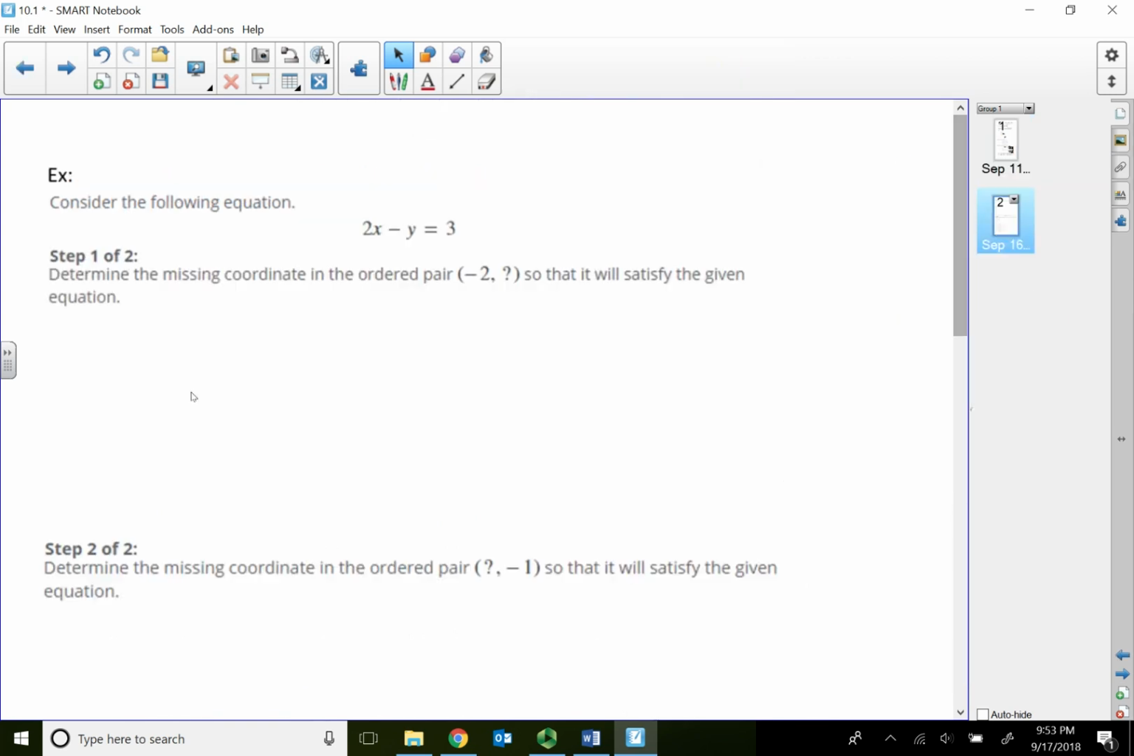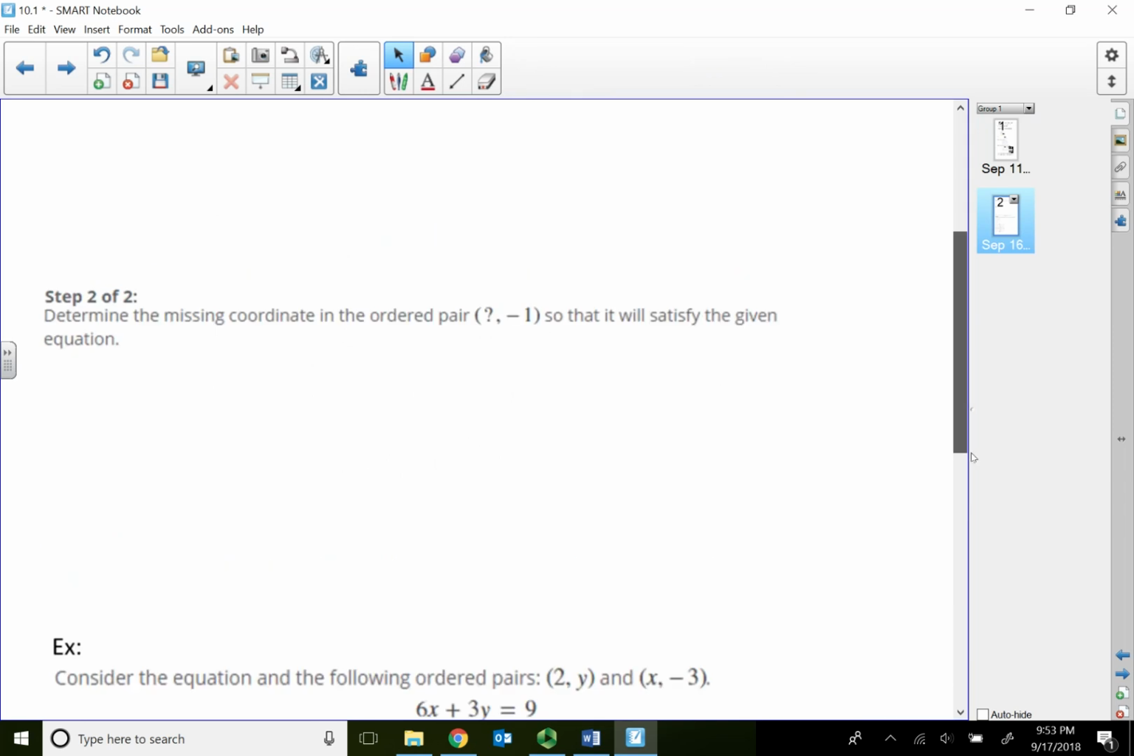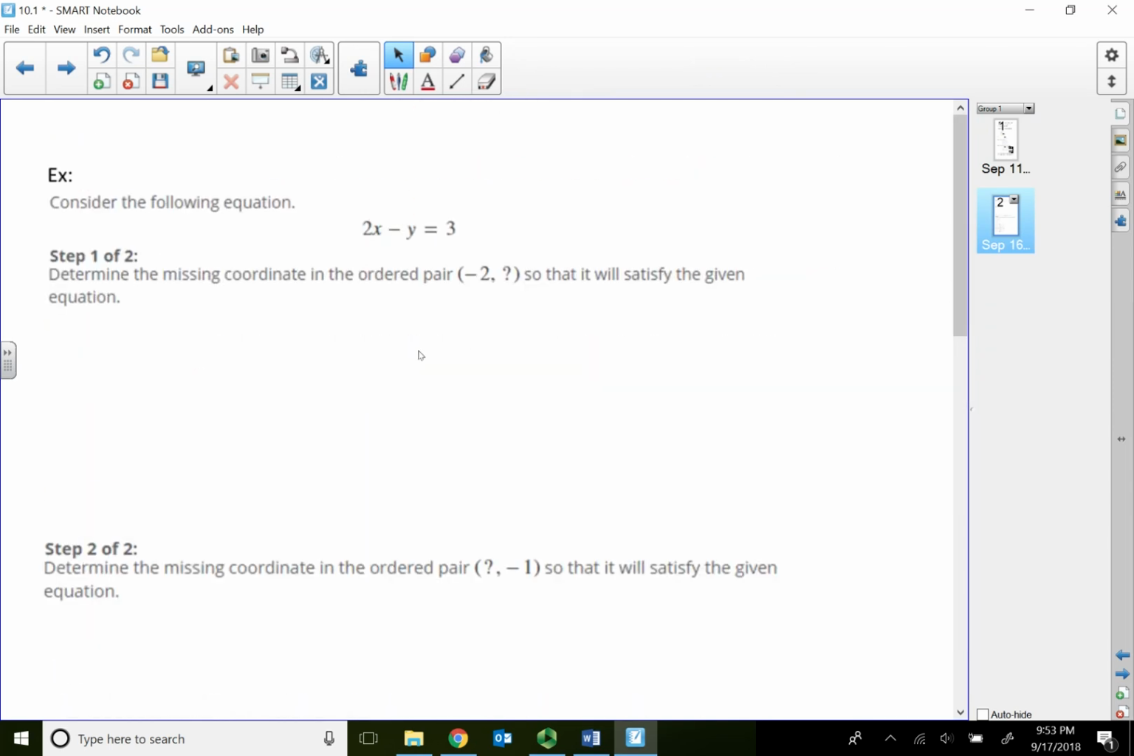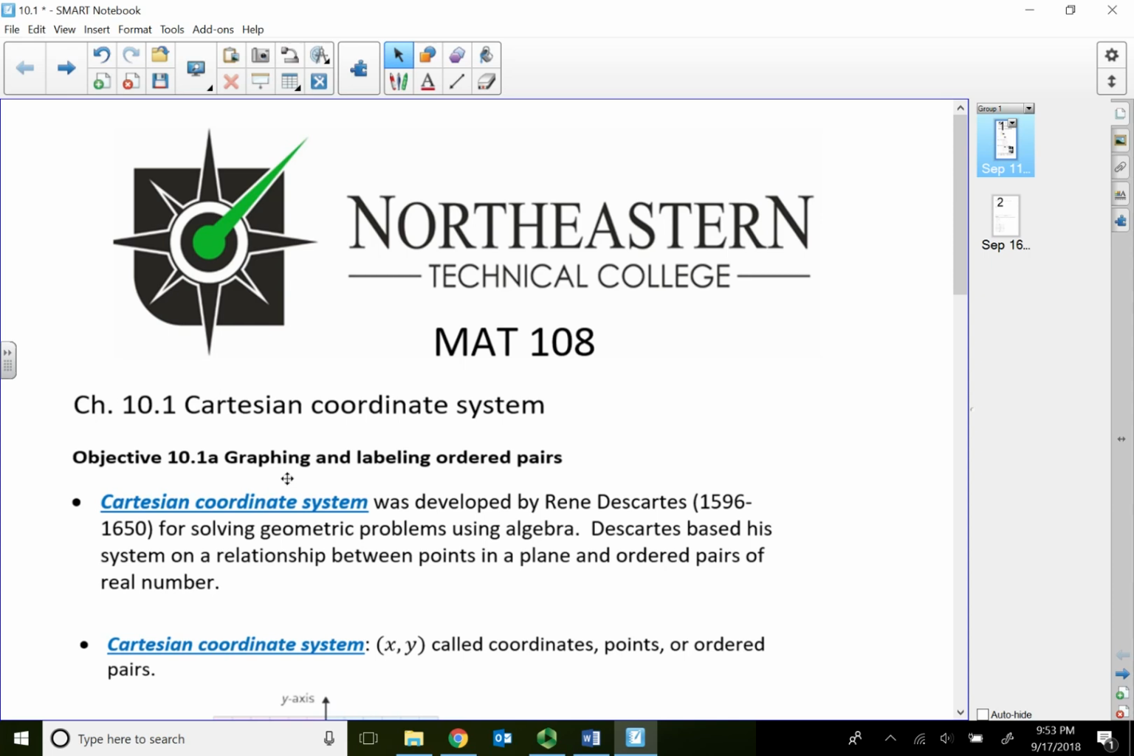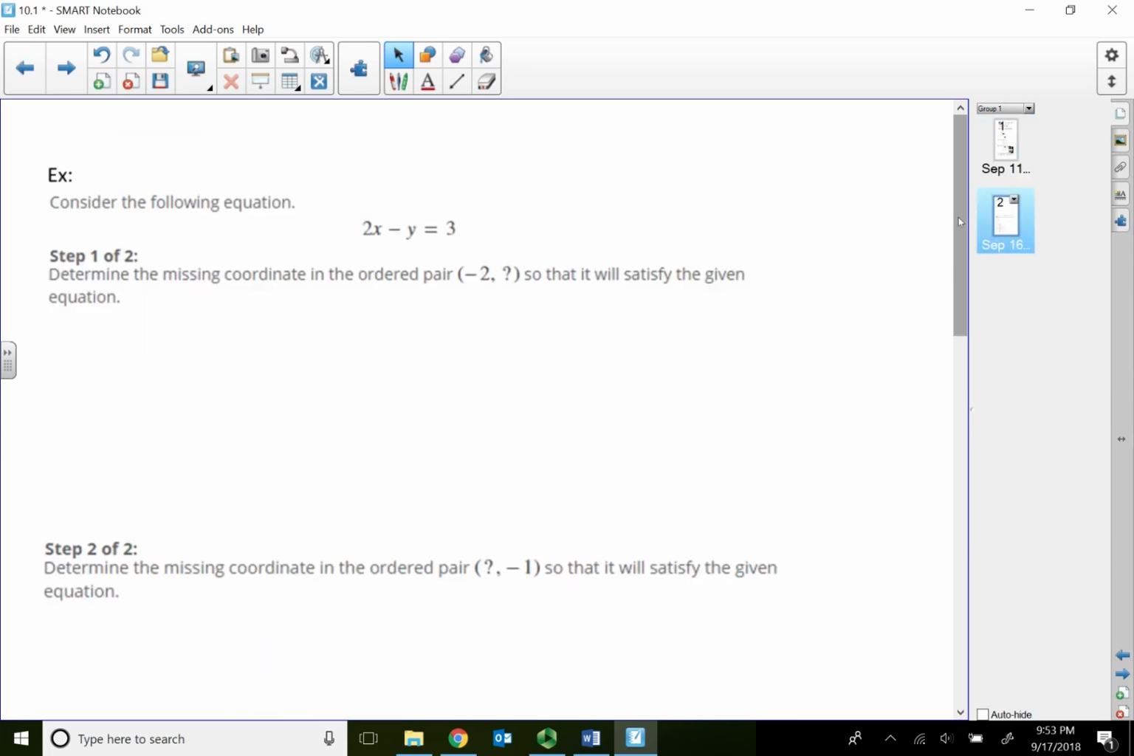All right, let's try a different kind of problem. Why are we learning how to plot points? Because ultimately, what we want to learn is how to graph what we so-called the equation of the line. Every equation is a line. Every line has an equation.